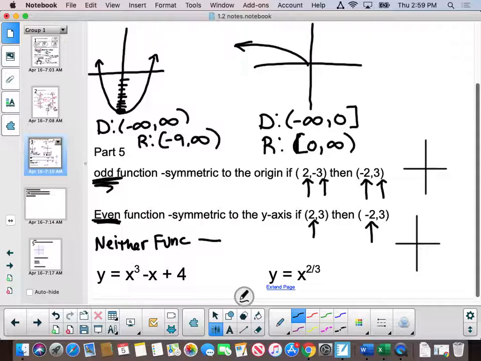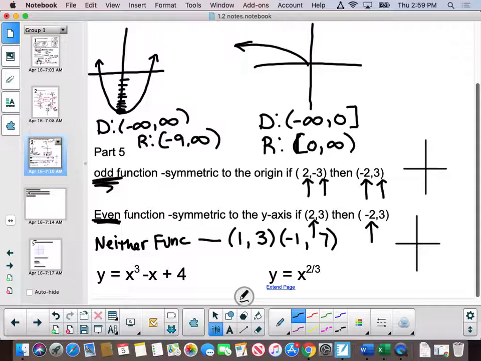Let's test that. I'm going to use 1 and -1. Let's pretend my one answer for y is 3 and my other answer is 7. They're not opposite, they're not the same, they're not even close, so it's a neither function.